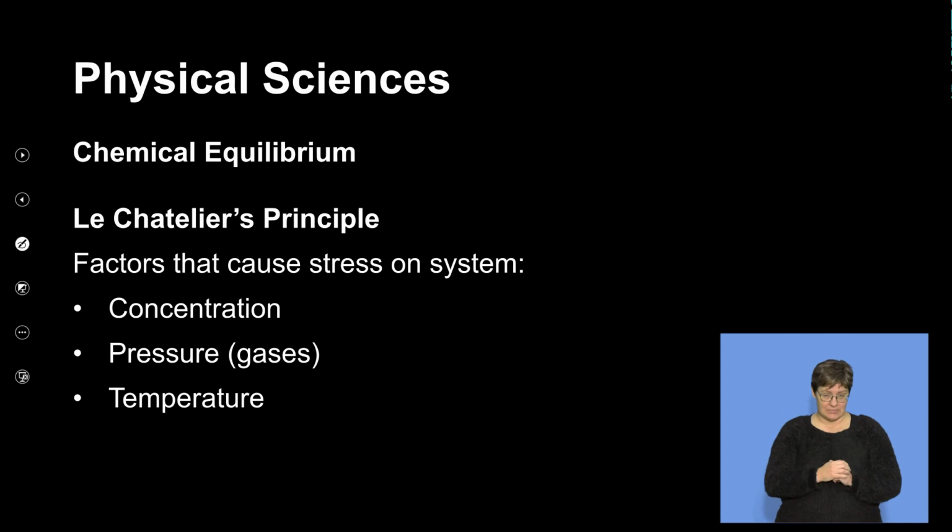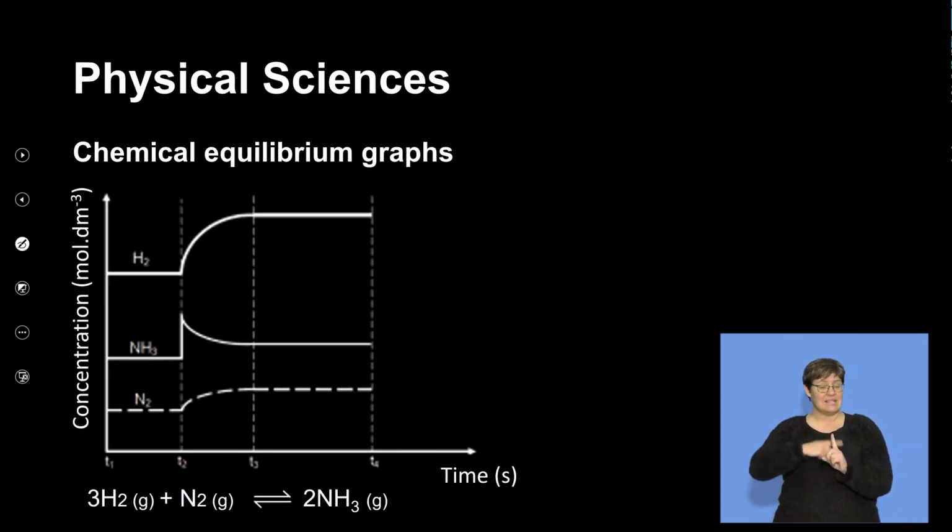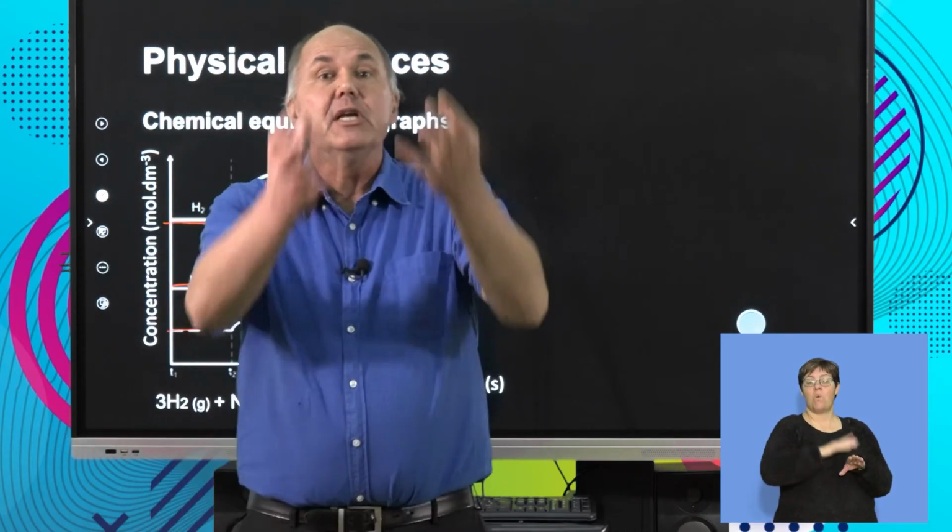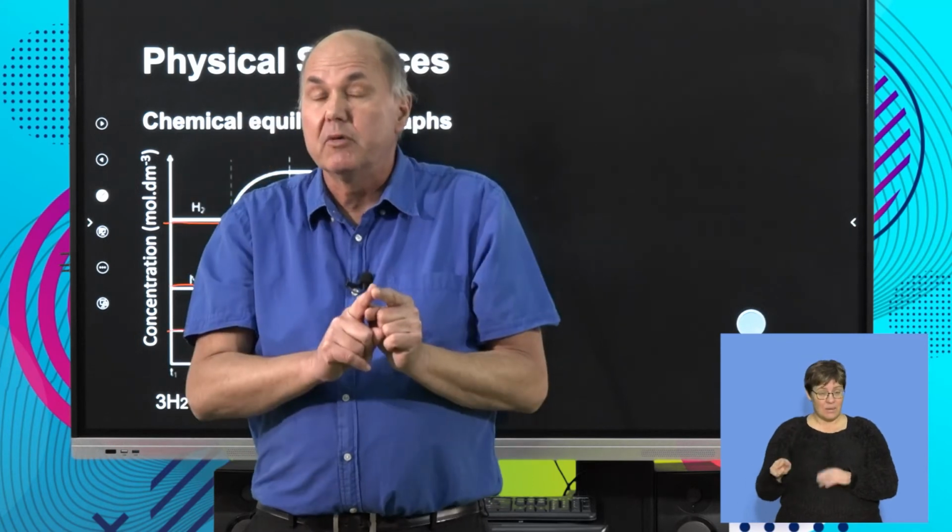So the factors, concentration, pressure, and temperature, I've mentioned those, and I want to just show those to you on a graph very quickly. In this case, you will see here, graph of concentration, all of these were parallel, they were in equilibrium. But here's the stress. What's happened? The concentration of ammonia has suddenly increased. So the increase of ammonia has caused a response.